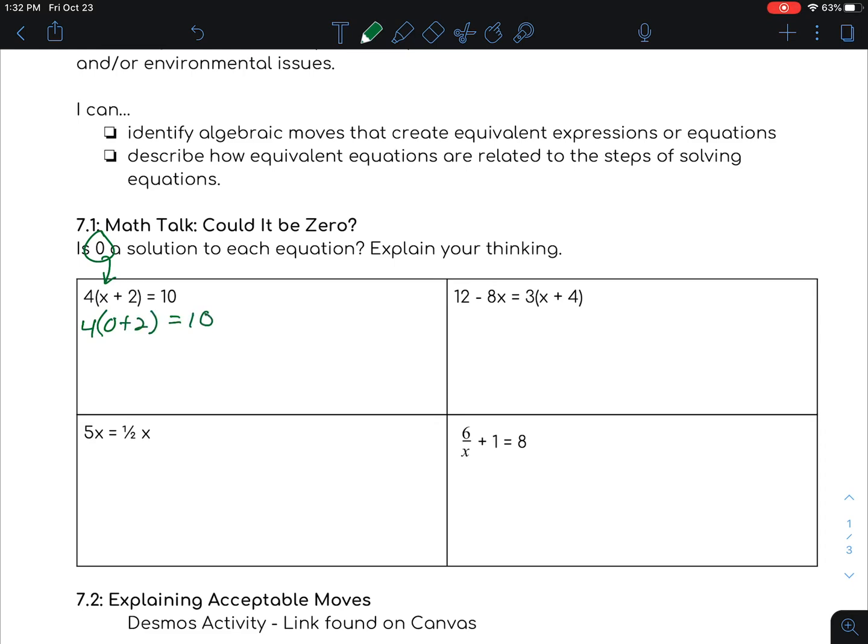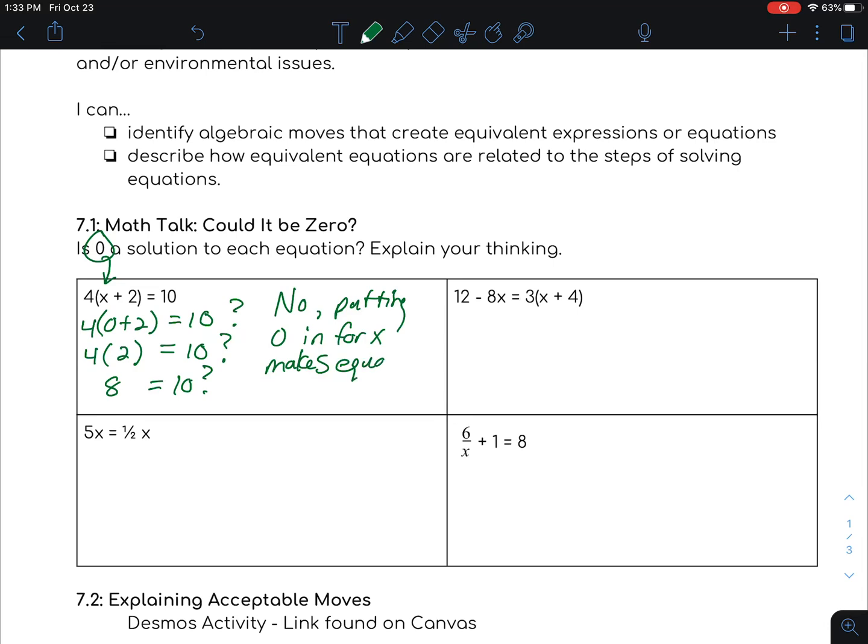If we put 0 in for x, we get 4 times 0 plus 2 equals 10, which would be the same as 4 times 2 equals 10. So I guess the question mark here would be, does that work? Does 8 equal 10? No. Putting 0 in for x makes the equation false, or does not make the equation true.